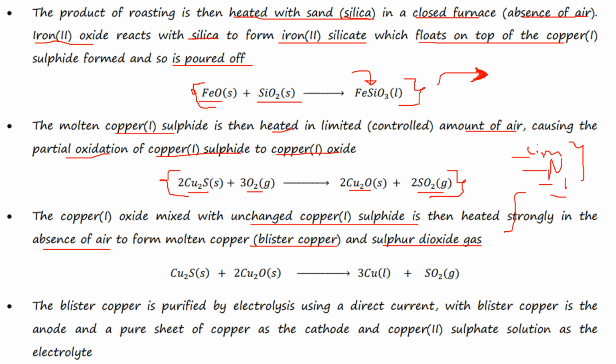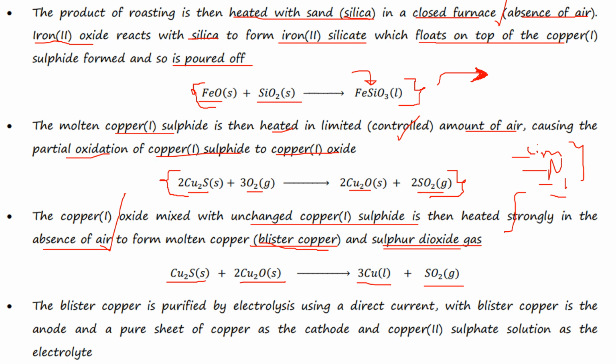So in the previous step, we presented controlled air. The one before it was absence of air. So here we have gone back to absence of air. And here we are heating copper 1 sulfide together with the formed copper 1 oxide in absence of air. We do this so that copper 1 oxide can reduce the copper 1 sulfide to form blister copper together with sulfur dioxide as a gas. So copper 1 sulfide reacts with copper 1 oxide to give us blister copper, which is a liquid, together with sulfur dioxide gas.